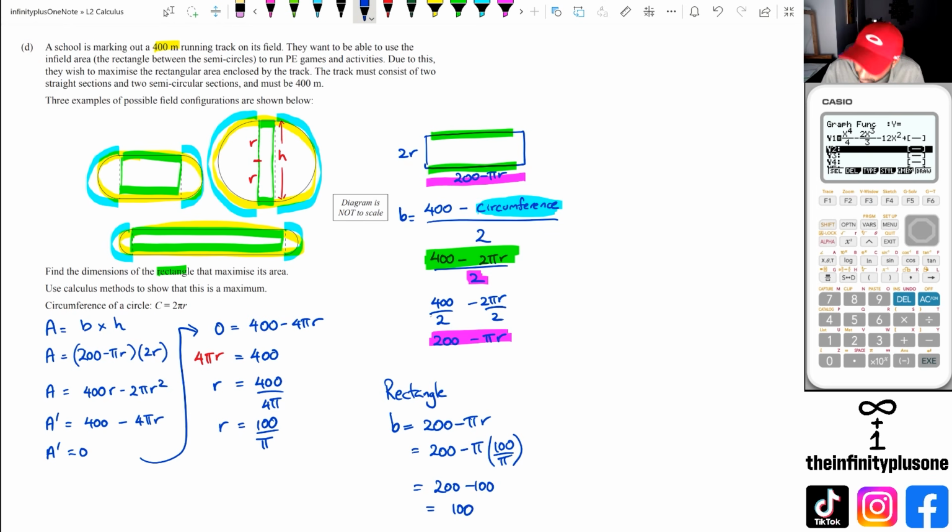That's going to give me 100 as the base. Now the next thing I need to do is figure out what the height is. So the height is equal to 2r, so that's 2 times 100 over pi, which gives 200 over pi. Now the question is asking us to find the dimensions of the rectangle that maximizes its area, which we've done, and we have to show calculus methods to show that it's a maximum.